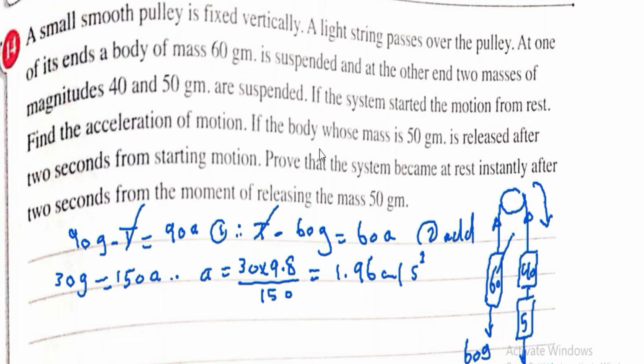If the body whose mass is 50 gram is released after 2 seconds from the starting of motion, we must find the velocity of the system before removing the 50, that is, 2 seconds after, right before we remove the 50. V equals V node, or u, plus at. V node equals 0. The acceleration 1.96 times 2 will be 3.92 centimeter per second.